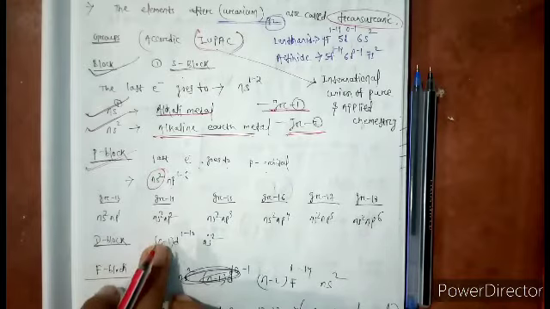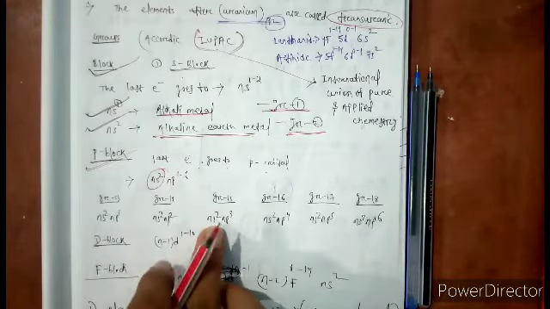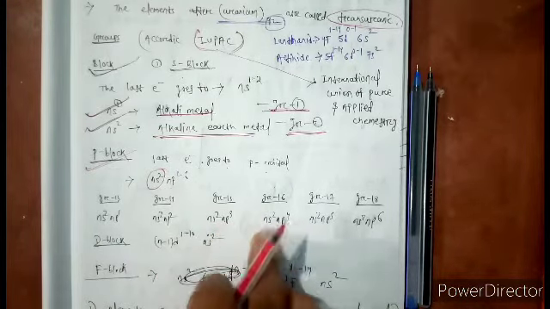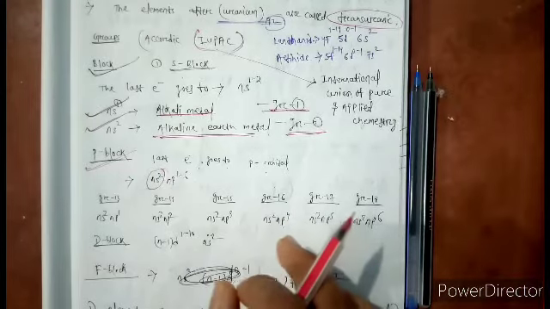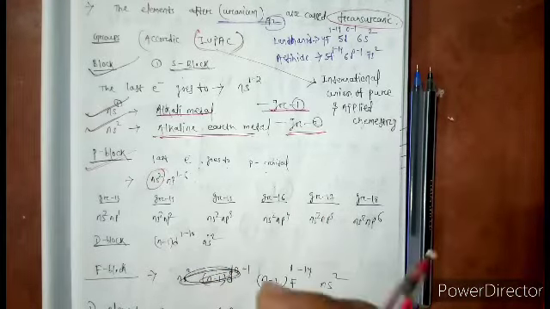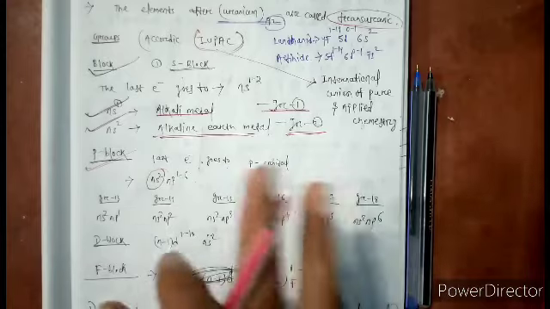Then come to the d block. The electronic configuration is (n-1)d 1 to 10, ns 1 to 2. Zero is not possible, but 1 to 2.